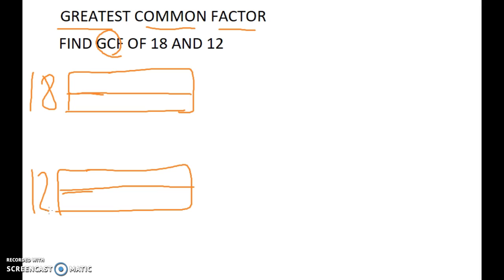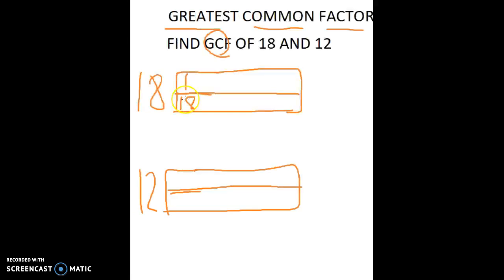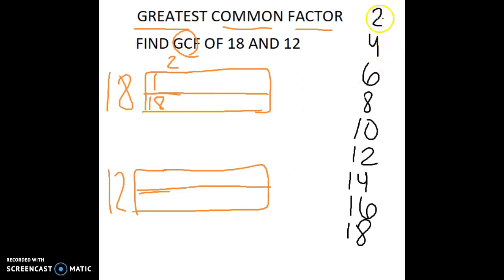I'm going to start by finding the factors of 18. We know that 1 is a factor for every single number, so in the box I'm going to go ahead and write 1. 1 times 18 equals 18, so on the bottom I will write 18. Next I want to see if 2 is a factor of 18, so at the top of the box I'm going to write 2. I then listed my multiples of 2 from 2 all the way to 18. Since 18 is in my list, that means that 2 is a factor of 18.